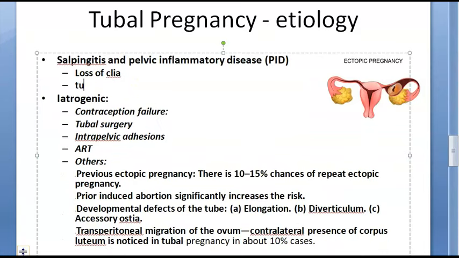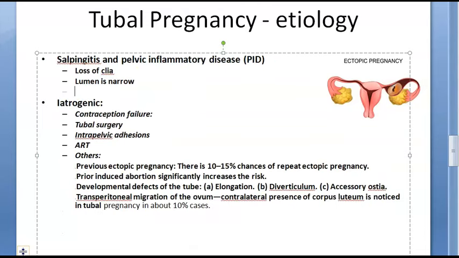So, tube lumen is narrow. Because of all this infection, it can happen that there is narrowing of the tube. Formation of pockets due to adhesions between mucosal folds. Pockets are there. So, it will go and sit in the pocket, looks like. So basically adhesions is the word I want to use.